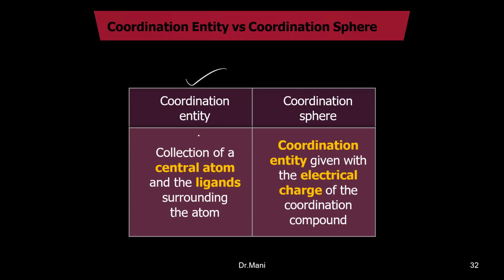And the coordination entity can be the central atom or it may not be. I mean, it can be the metal atom or it may not be. Suppose you take BF4 minus. Here it's not a metal atom, but still it's a coordination entity. And if you take Ni(CO)4 with its charge, then it comes under the coordination sphere. So just notice the difference between coordination entity and coordination sphere.